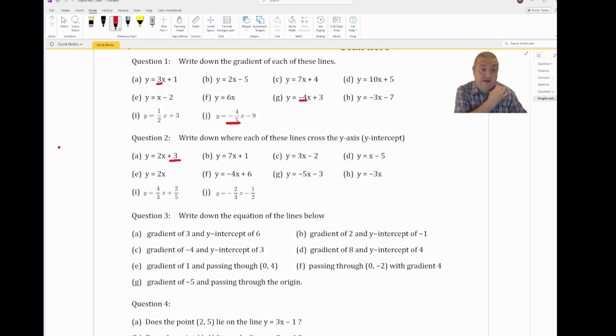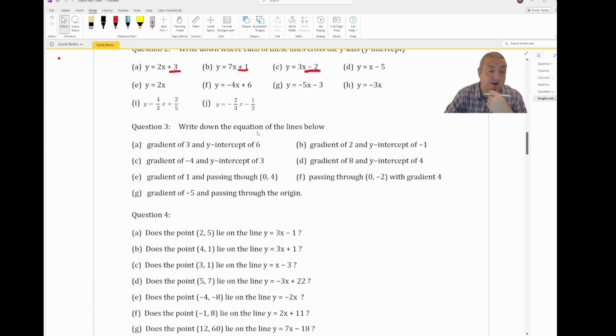Crosses it at plus 3. This one crosses at plus 1. Here we've got minus 2 because it's below the line. And so on. I'll let you go through the rest of those. But it is that number that's added to the end that hasn't got an x related to it. So it's not a multiple of x. It's just the number that's tagged on the end. Sometimes it can be at the beginning, but in these cases it won't be.